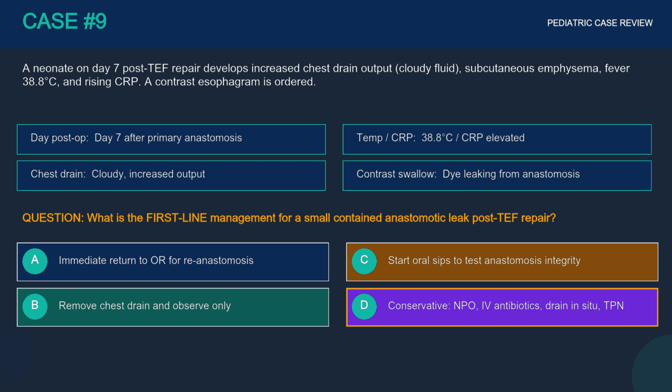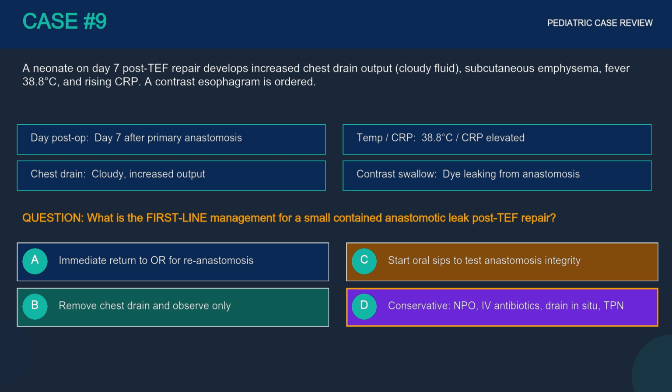Case 9. A neonate on day 7 after tracheoesophageal fistula repair develops increased chest drain output with cloudy fluid, subcutaneous emphysema, fever of 38.8 degrees Celsius, and a rising C-reactive protein level. A contrast esophagram is ordered and shows dye leaking from the anastomosis site.